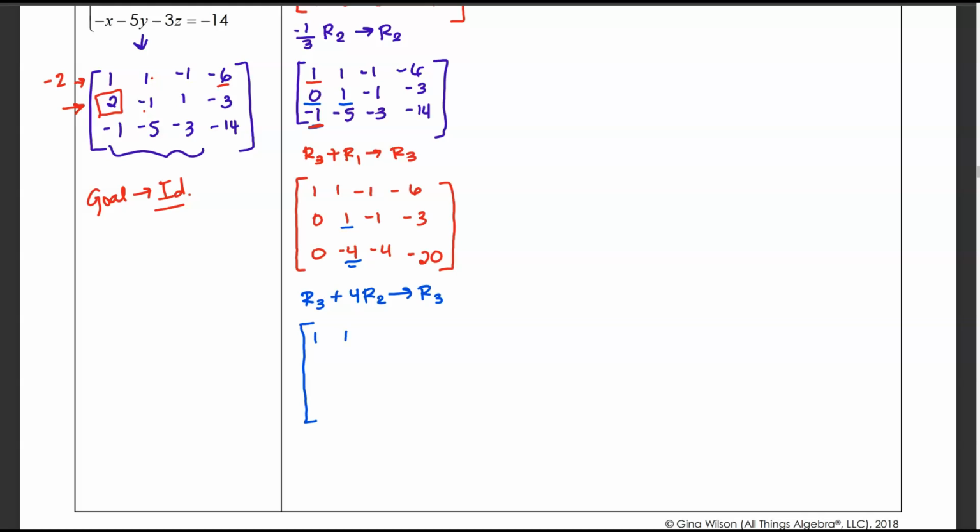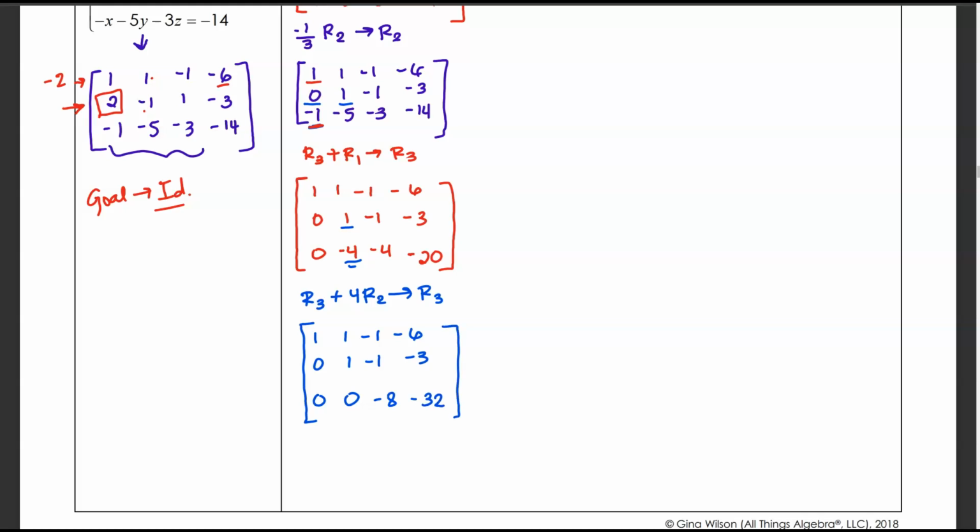That first row stays the same. That second row is going to be 0, 1, -1, -3. It stays the same. And now we're doing row 3, just 0, plus 4 times row 2. So -4 plus 4 times 1, that's going to be a 0. Now -4 plus -1 plus 4, that's going to give us a -8. And lastly, -20 plus 4 times -3, that's going to give us a -32.